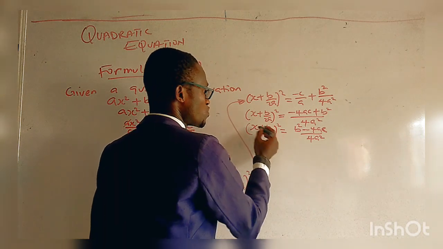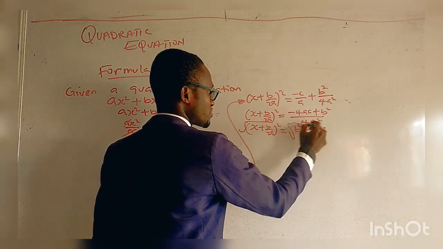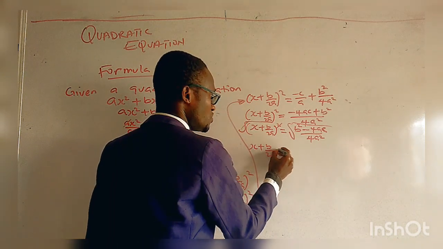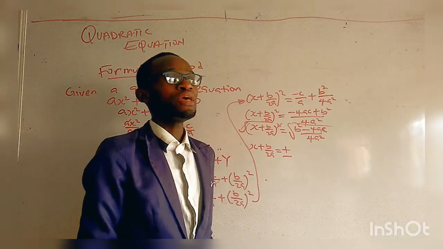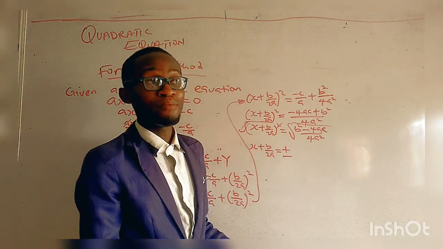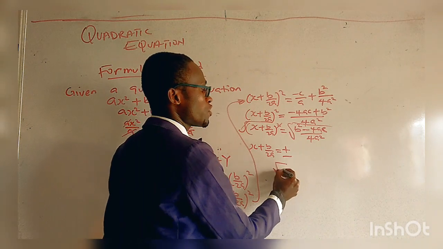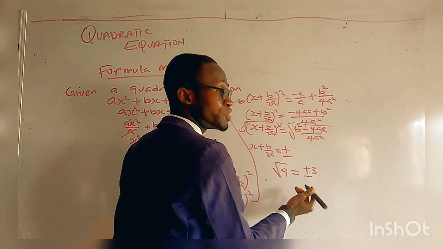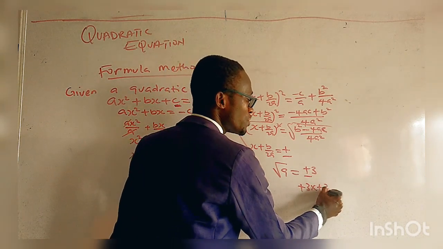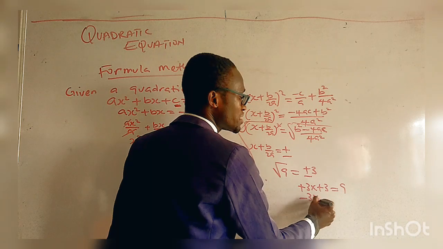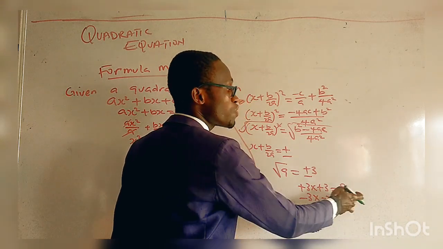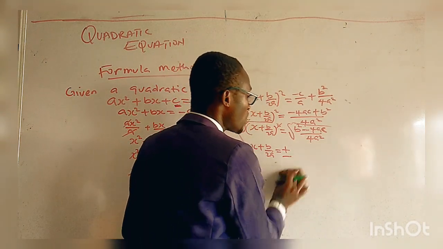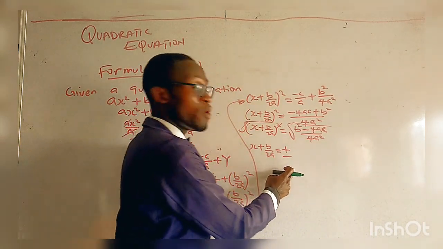Now, what we do is that we square root both sides. The square root cancels the square, and we have x plus b over 2a equals plus or minus, because anytime we square root both sides, it gets the sign plus or minus. Why? Because the square root of 9 is the same thing as plus 3 or minus 3. If you look at it, plus 3 times plus 3 gives us 9, and minus 3 times minus 3 is also 9. So the square root of 9 is either plus 3 or minus 3. That is why we have the sign plus or minus.